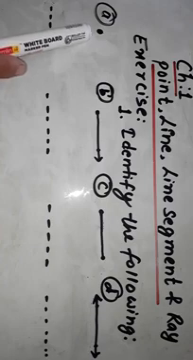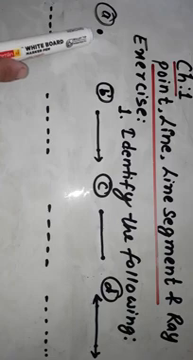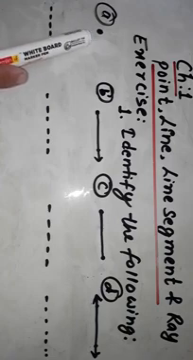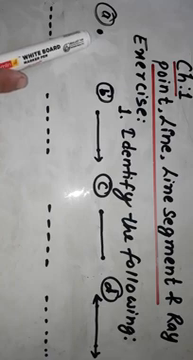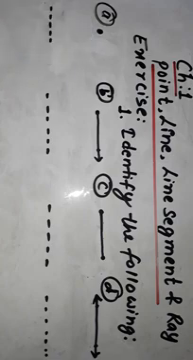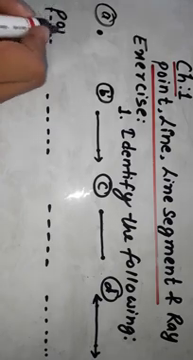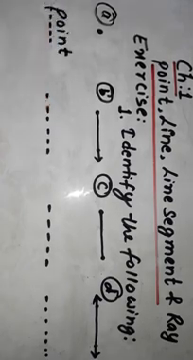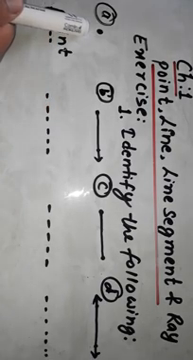You can see there is simply a dot. As I have already told you, a dot simply shows an exact location, which is known as a point. So you have to write point. This is your point.